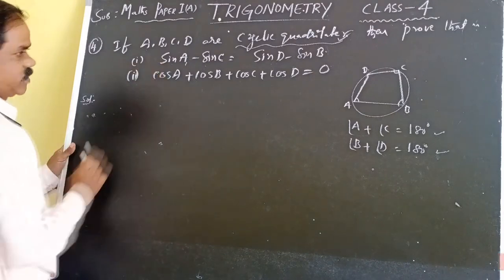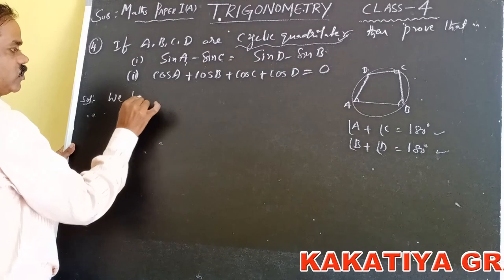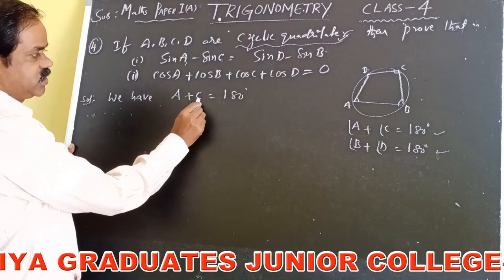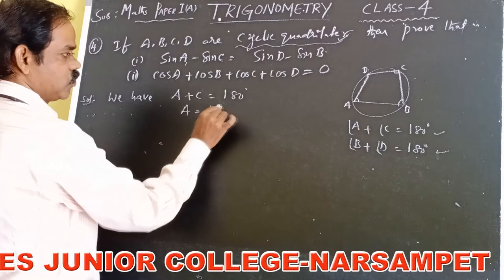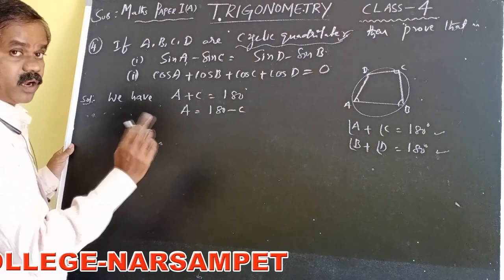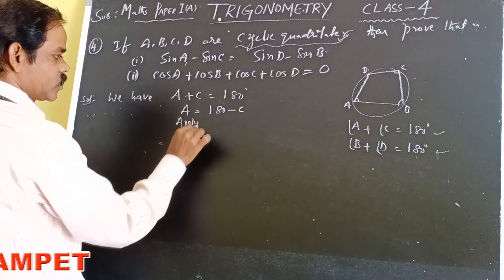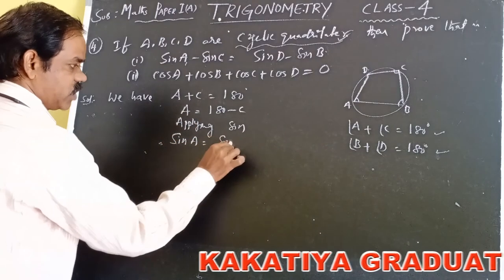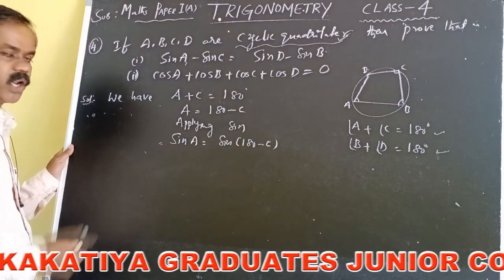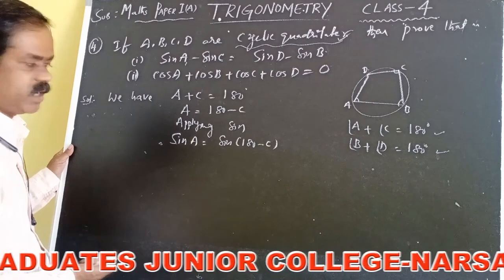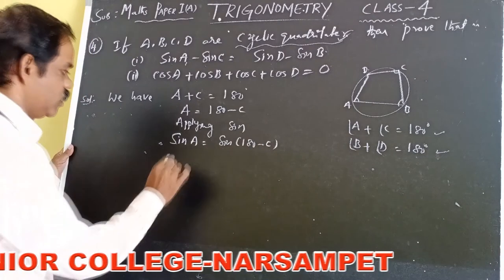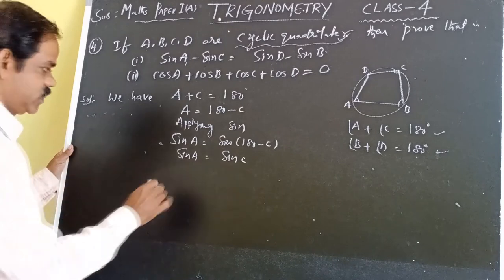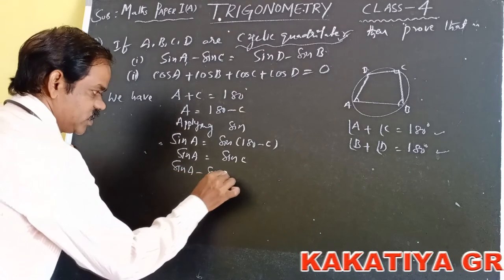So first, what is the first concept? We have the property angle A plus angle C is equal to 180 degrees. Taking C to the RHS, A is equal to 180 minus C. Next, applying the sine function on both sides, sin A is equal to sin of 180 minus C. According to All Silver Tea Cups, 180 minus theta belongs to the second quadrant, so sin of 180 minus C becomes sin C. Therefore, sin A is equal to sin C. Next, taking sin C to the LHS, sin A minus sin C is equal to 0.